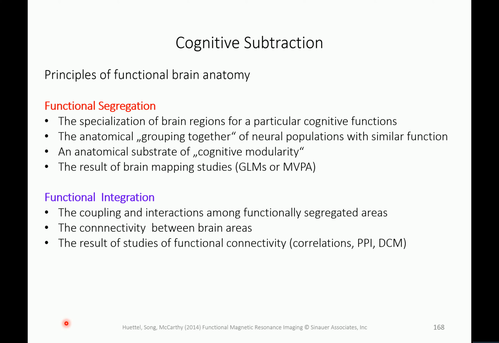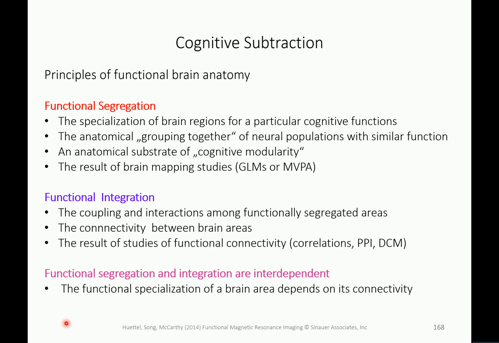So the basic idea about these two principles is that they are not independent but interdependent, so that the functional specialization of a brain area depends on its connectivity. The prime example, if you think more in neuron terms, is that if you have a neuron that responds primarily to faces, then it responds to faces because the input it gets is from cells that detect eyes, mouths, and noses, or whatever. And you get this functional specialization because of the functional integrative processes that are the input to this area.